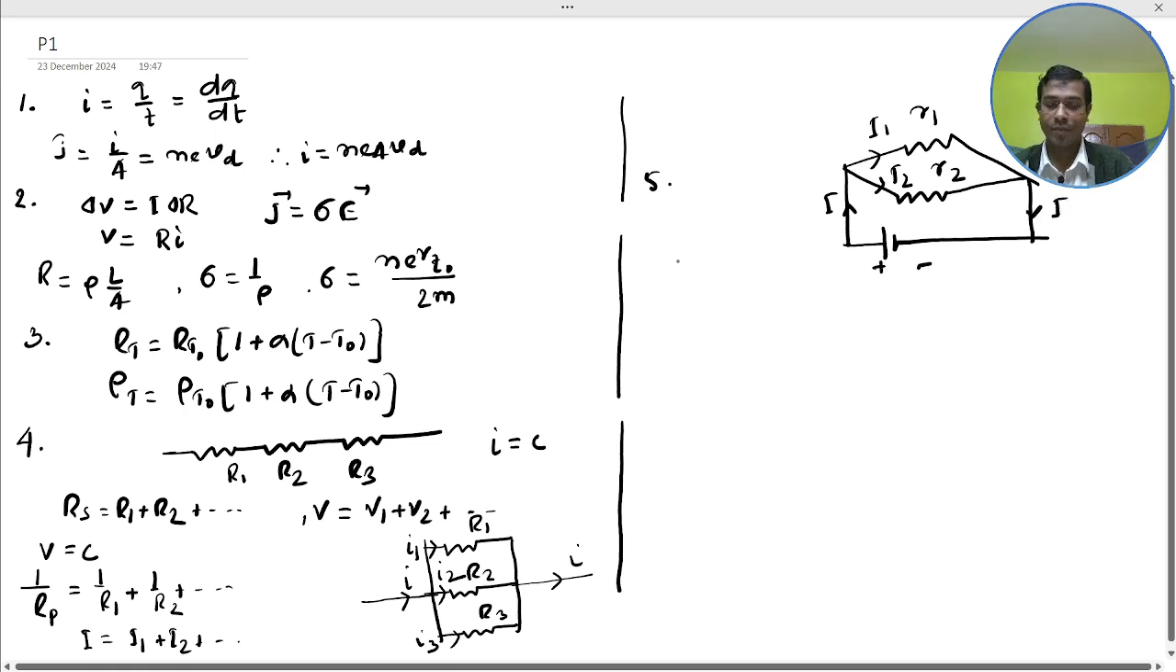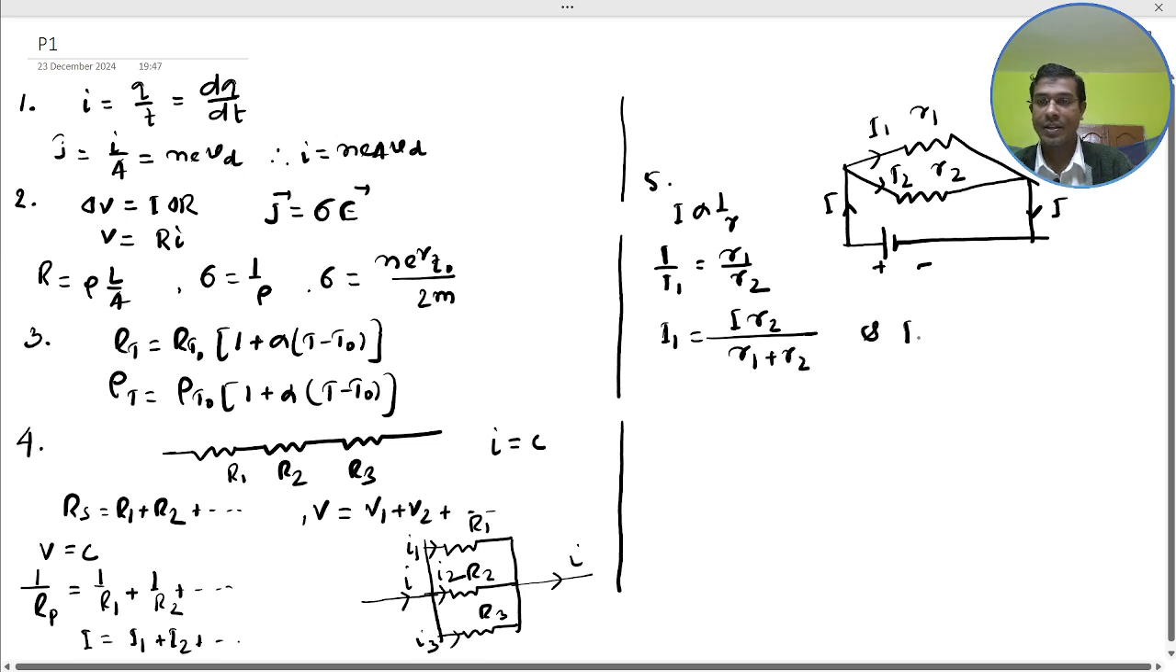In this form, I is proportional to 1 by R, simply written as I1 by I2 equal to R2 by R1. This is the junction format, and I1 becomes total current I times R2 by total resistance R1 plus R2, and I2 becomes total current I times R1 by R1 plus R2.